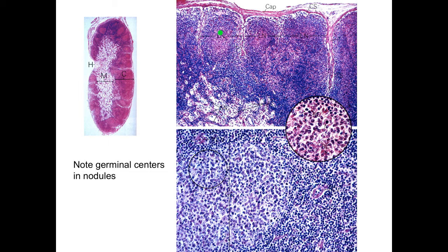into plasma cells. And this is just a little bit higher power view of the nodule, and you might even get a sense potentially of seeing some mitotic figures. Note the connective tissue capsule here. Note the capsule incompletely penetrating the organ as trabeculae coming down into the organ. Here you can see a little bit of the subcapsular sinus, a little bit of the trabecular sinus here, and some medullary sinuses. Now in the laboratory we will show you many more views of the lymph nodes.